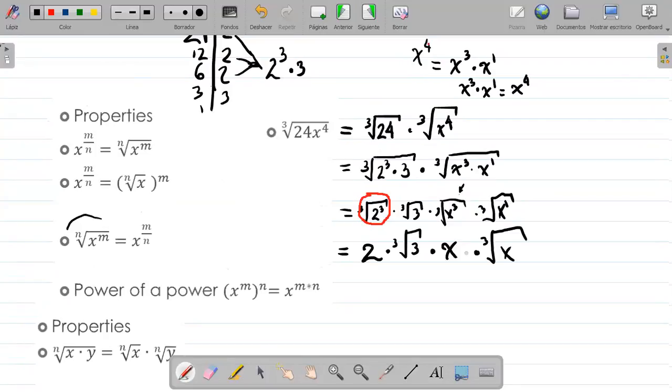Again, what matters for me is that you apply those properties and you understand how they work, more than simplifying roots, because that's gonna be a topic we're gonna study later. I want us to concentrate on the properties we work with, okay?